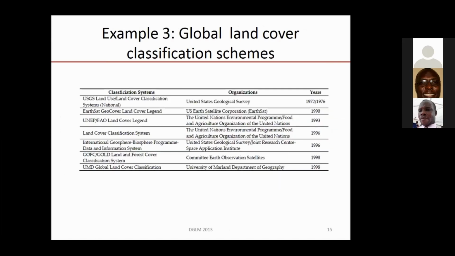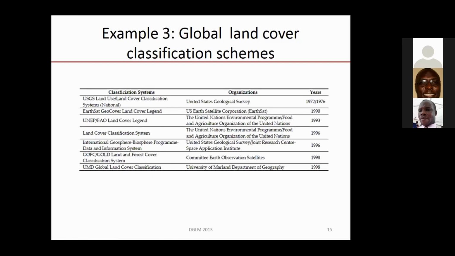And at a global level, we've had these classifications. For example, you have the USGS land cover classification. We have the Global Land Cover Facility forest cover classification. And then there is the Department of Geography at the University of Maryland. They've also created a classification system. So if you check their data, you realize that they have classes that are classified in a particular way.